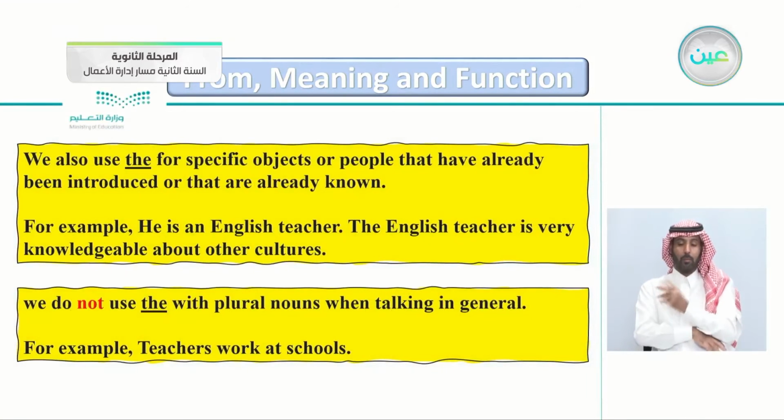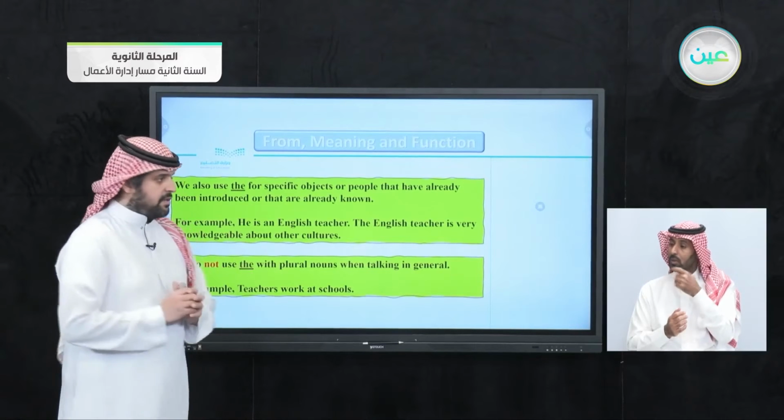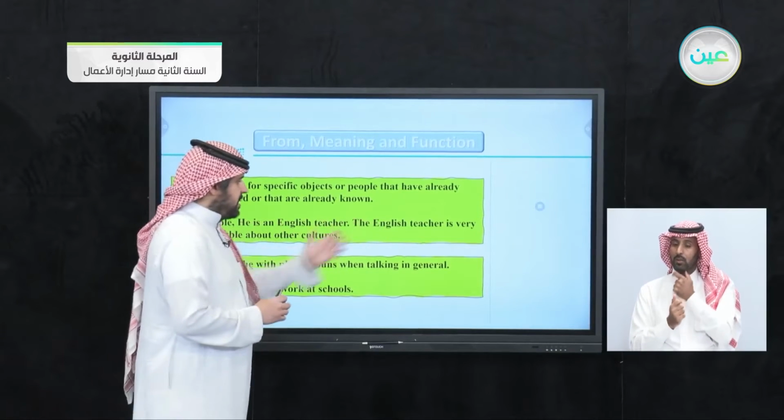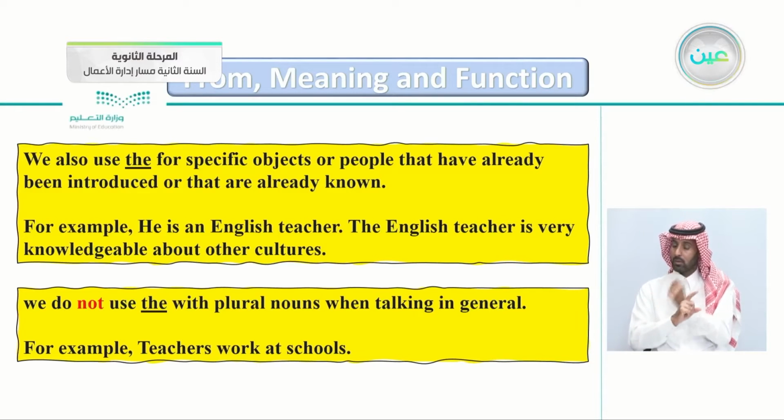We also use "the" for specific objects or people that have already been introduced or that are already known. For example, "He is an English teacher." So now we know that there is an English teacher. "The English teacher is very knowledgeable about other cultures." So this is an example of the object here, the English teacher, that has already been introduced.